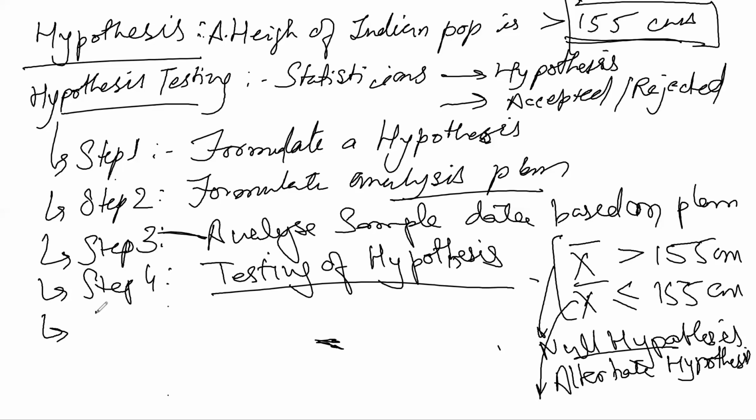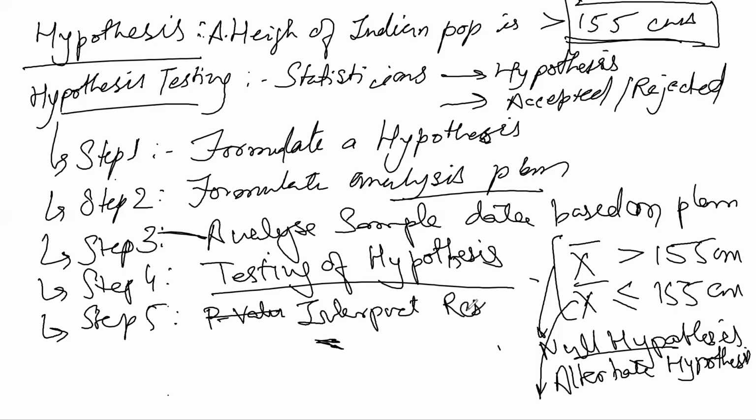And then step 5 is, after doing testing of hypothesis, basically when you do the p-value calculations, you will interpret results. Interpret results. Okay, so these are the 5 steps for hypothesis testing.